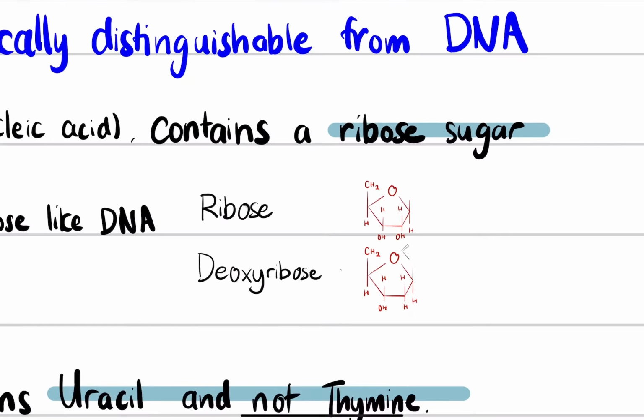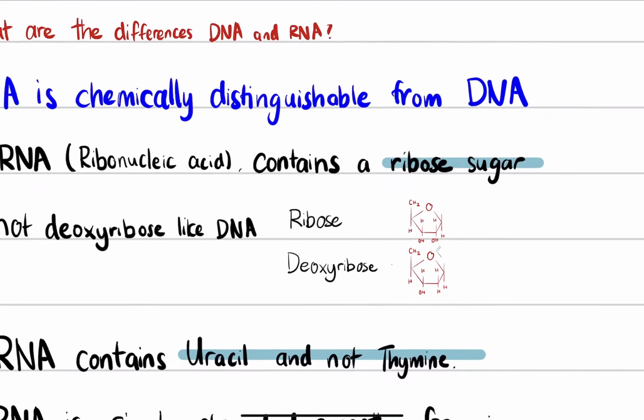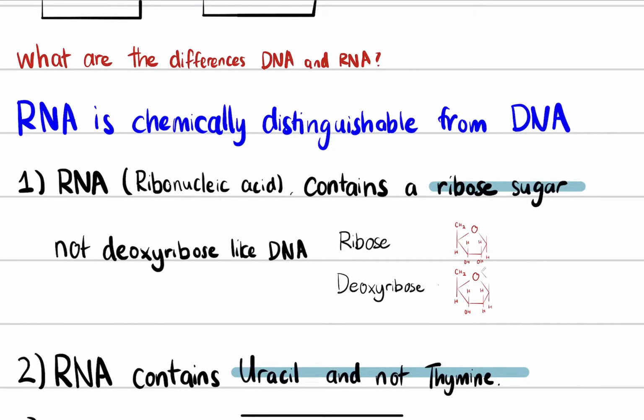Now, if we look at the structure of these two sugars, and we talked about this in the previous videos, there are two kinds of sugars. We have a ribose sugar and we have a deoxyribose sugar. The difference between these two really just is that the second carbon has a hydroxide for the ribose, and the deoxyribose has a hydrogen for the second carbon. That's the only difference.